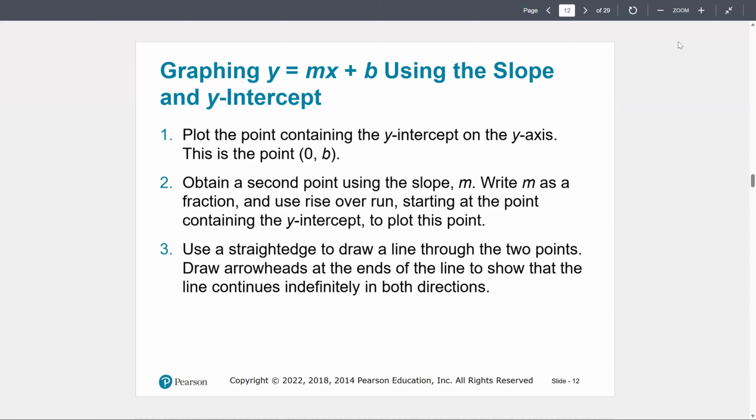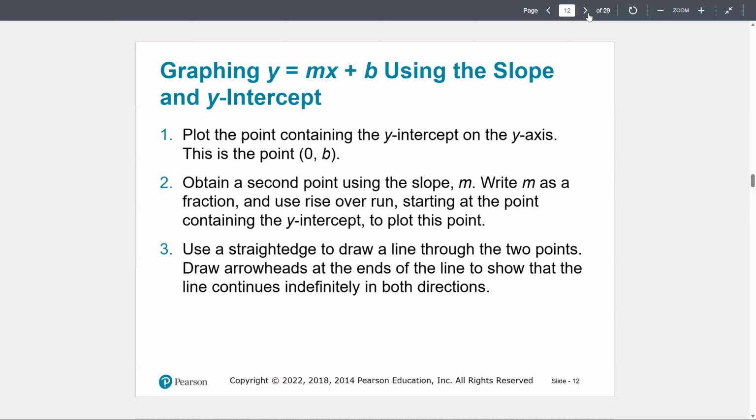So all we need to do is plot that y-intercept on the y-axis, and then we figure out the slope from there. We obtain the second point by using the slope. We write m as a fraction, rise over run, and we start at the point containing the y-intercept to plot the second point. Once we have 2 points, that's all we need to make a graph.